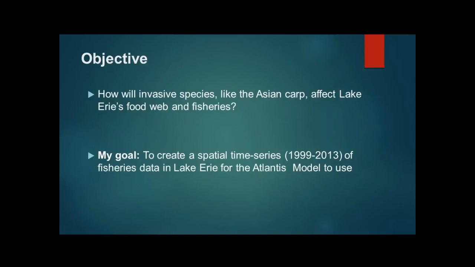So this time frame is restricted by two things. The lower bound, 1999, that's the time when the Atlantis model starts looking at data. And the upper bound, 2013, is the year for which we have the most recent U.S. commercial data. So this can be expanded if we have more data, but for now, we were just working with those 15 years.